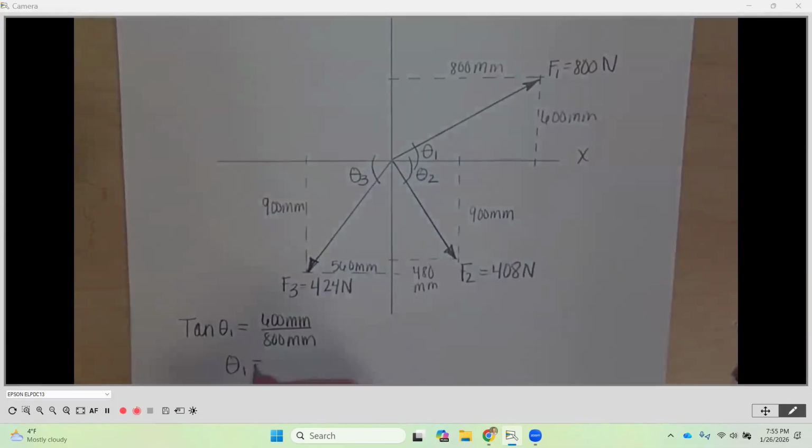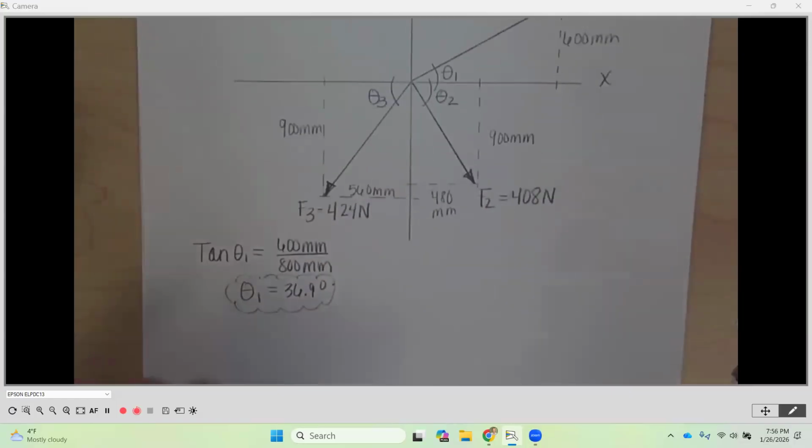So theta 1 should get the 36.9 degrees. We're just going to put a little cloud around there or a line underneath it. Don't put a box around it or a circle around it because it's not a final answer.